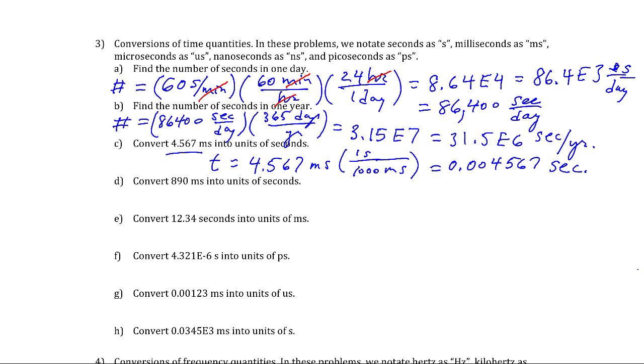Okay, let me move on. Convert 890 milliseconds into units of seconds. 890 milliseconds times the conversion factor, 1,000 milliseconds for 1 second. I get the milliseconds canceling, I get 890 divided by 1,000, which is 0.890. Okay, so 890 milliseconds is 0.890 seconds.